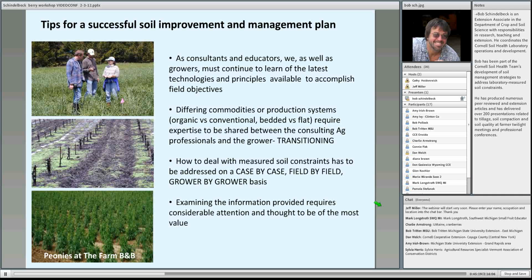So all this information going back and forth really requires considerable attention and thought, and really, if you will, creativity, to be useful, because things are changing, and that change just requires a deliberate process of adapting to it.